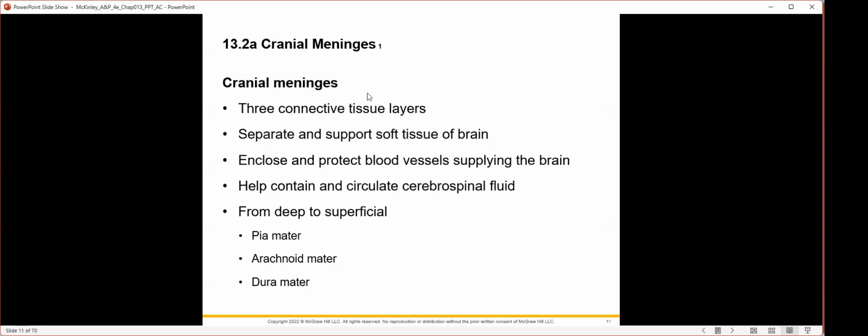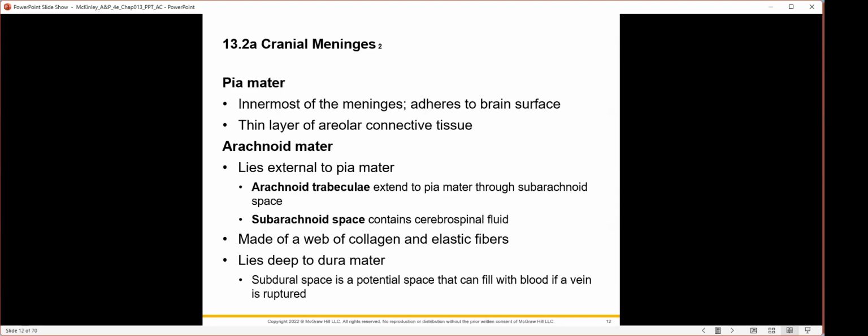For the cranial meninges, essentially the layers surrounding the brain, we have pia matter, arachnoid matter, and dura matter. Pia matter being the deepest, actually touching the brain, arachnoid matter being in the middle, and dura matter being on the outside, most superficial. Pia matter is the innermost one, touching the brain. It's made of areolar connective tissue. And this is going to be very nutritive for the brain. There are lots of blood vessels here.